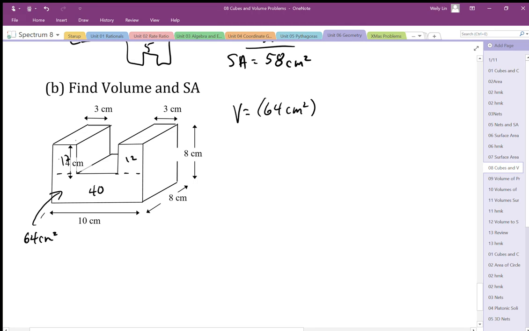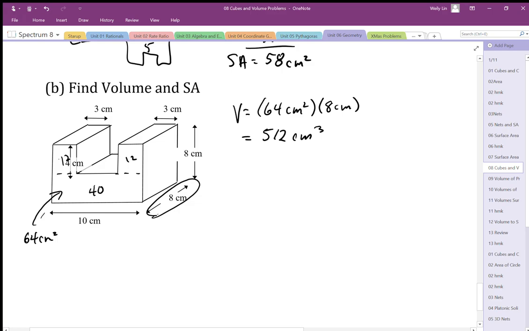And if I want to find the volume, again, I'm going to take the surface. Since it's a prism, every slice this way is going to be exactly the same. I'm going to multiply that by the thickness, which is going to be this 8. And 64 times 8, that is going to be 512 centimeters cubed. Okay, so there's my volume.